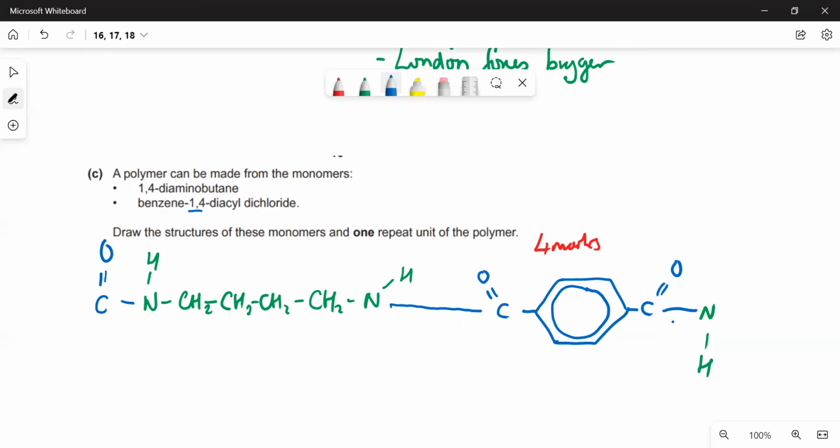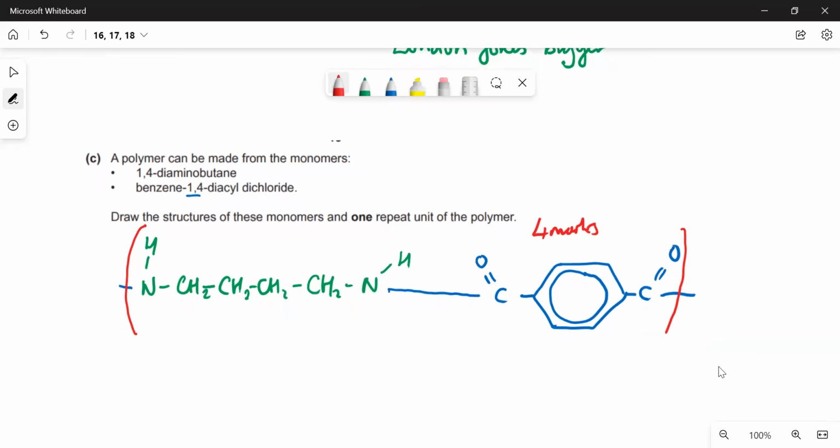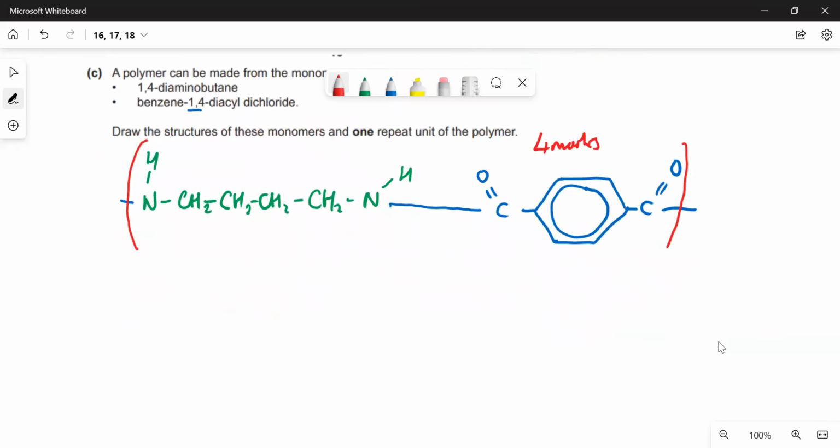Now it asks us for one repeating unit, so I should start off there and I should finish there. So I should rub those bits out, but quite often I just put them in. It's a good idea. It helps you, stops you making a mistake in drawing the polymer. Okay, so there is a repeating unit of the polymer. It is a polyamide. Addition condensation polymer, sorry.